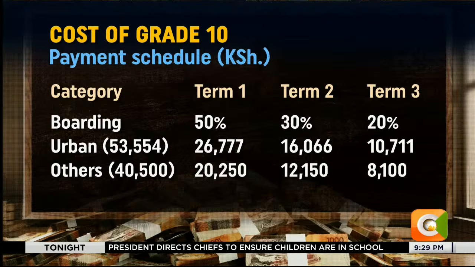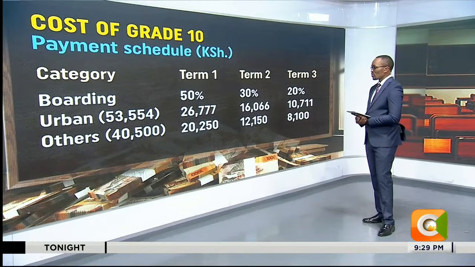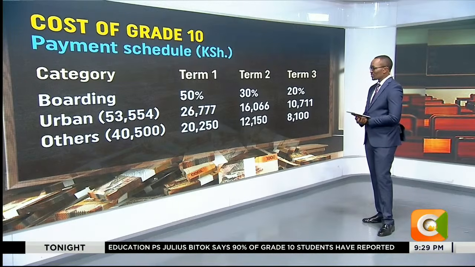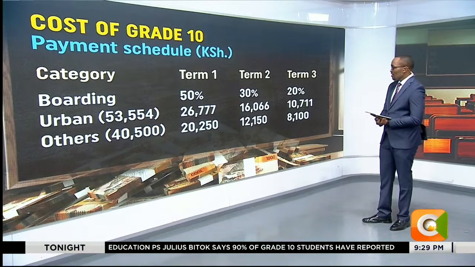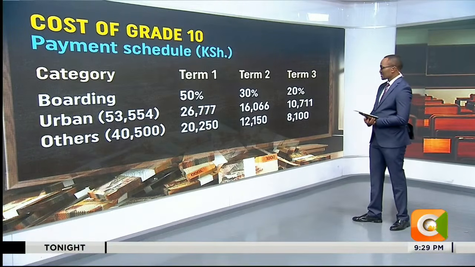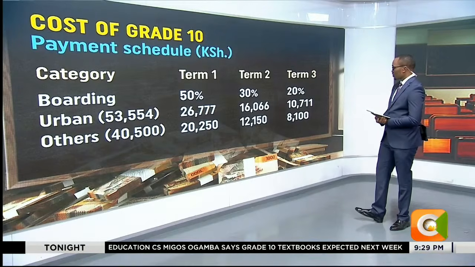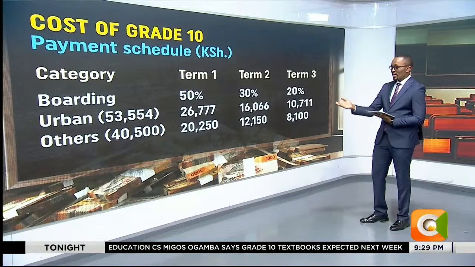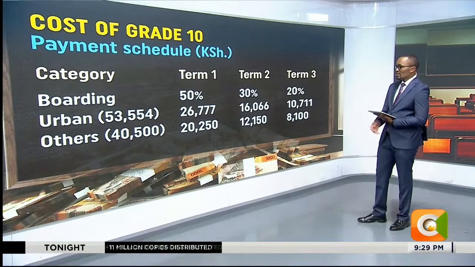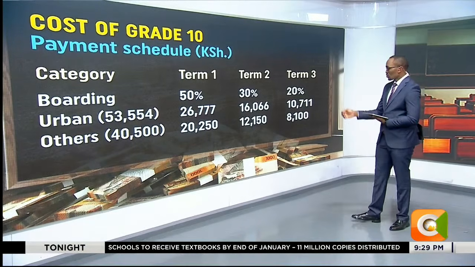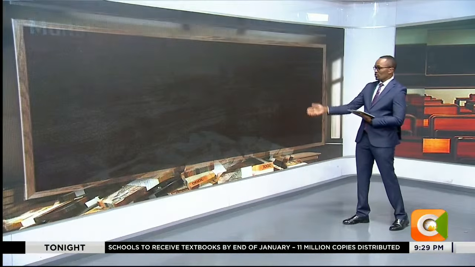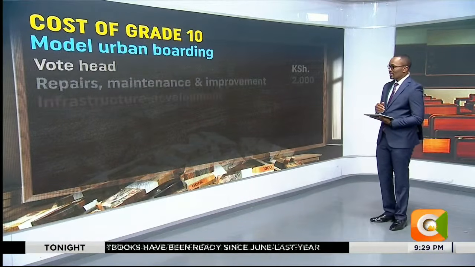If the maximum fee for a boarding institution is 53,554, as they join Form 1, not Form 1, but grade 10, they should be paying 26,777 shillings. In Term 2, they should pay 16,066 shillings, and in Term 3, that should be 10,711. For boarding institutions charging up to 40,500 shillings, first term they should pay 20,000, 12,000 in Term 2, and 8,000 in Term 3. So those resources in the first term must be paid as the learners are joining.